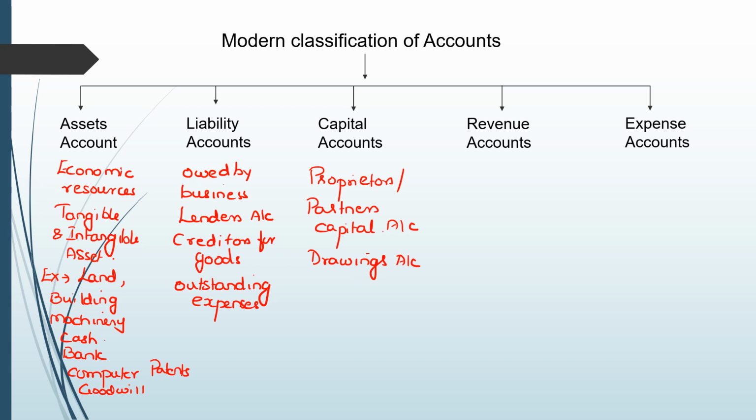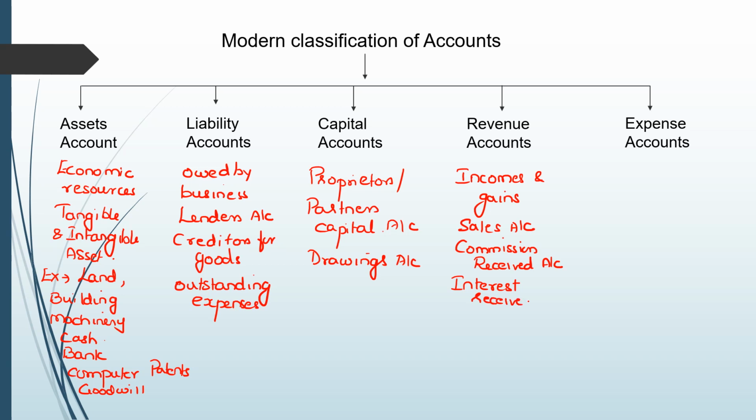Now the fourth classification is the revenue account. So the accounts related to the incomes and gains would be classified under the revenue accounts. For example, we have the sales account. So if it is a trading concern, they buy and sell goods, the sales account is opened under the revenue account category. There might be some commission received. If the business is being conducted on commission basis, then there would be commission received. So commission received account is under the income, so under the revenue category. Then there might be some investment made, so interest might be received, so that is also under the income, that is a revenue account category.